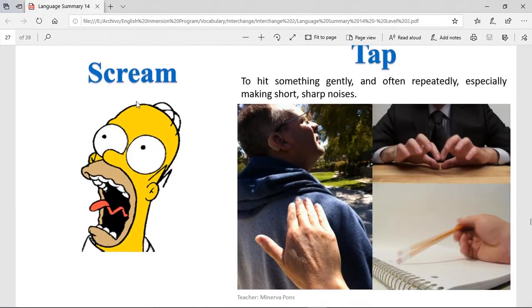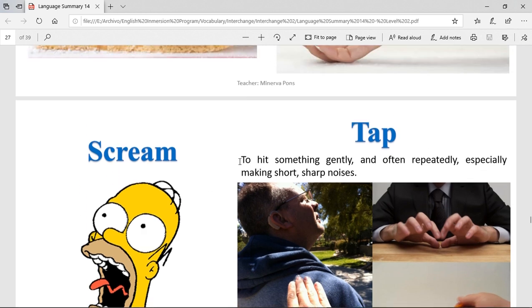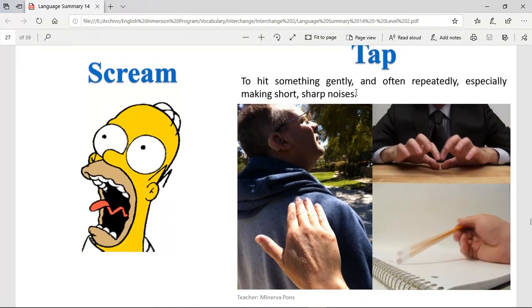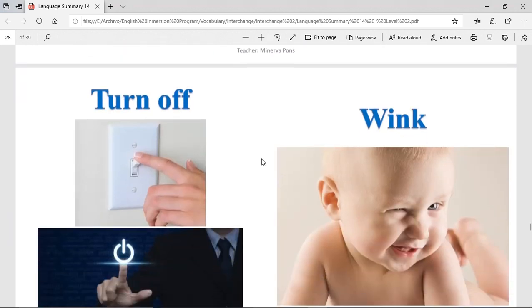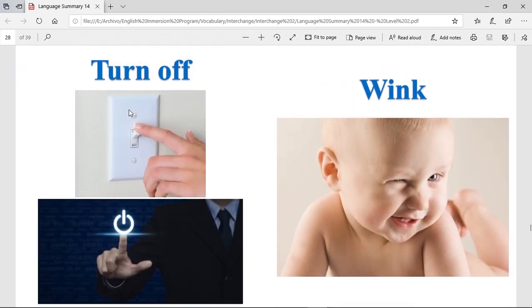A scream. That is when you scream. You use your voice to make a really loud sound. I will not scream. It will not be good. Tap. To hit something gently and often repeatedly, especially making short, sharp noises. When they touch your shoulder like this, that is tapping. Or you can do it with a pencil in your notebook. That is tapping. Turn off. Something is on and you turn it off. Wink. When you wink is when you only close one of your eyes in order to give a message to another person.